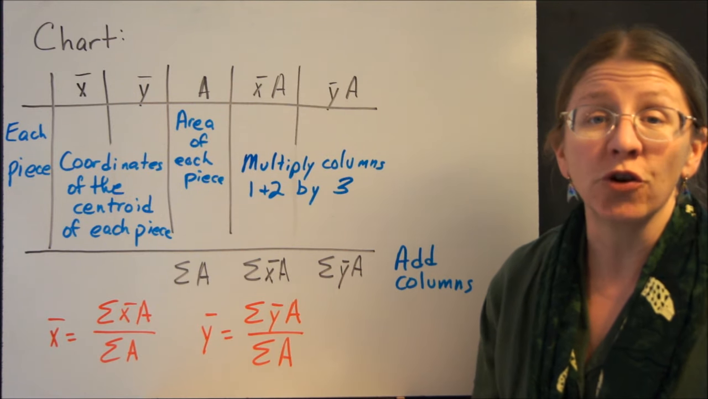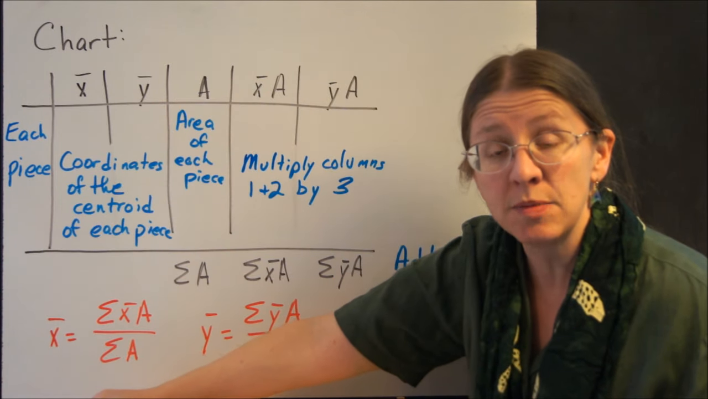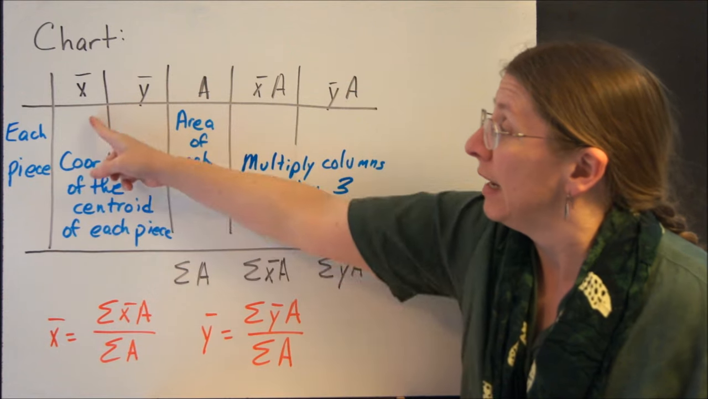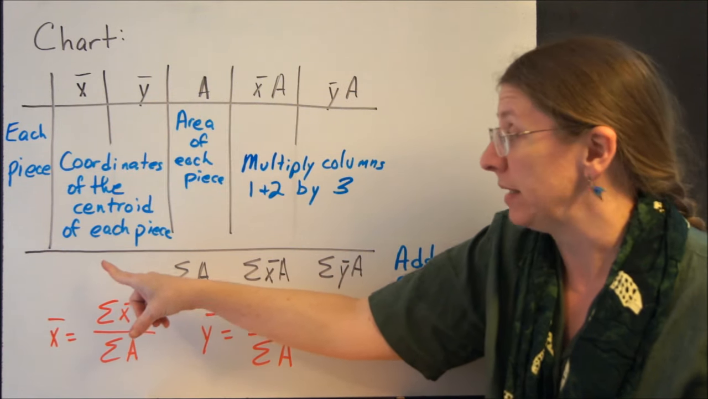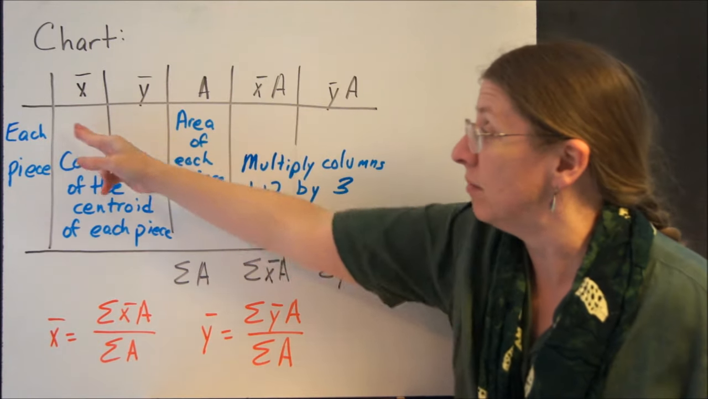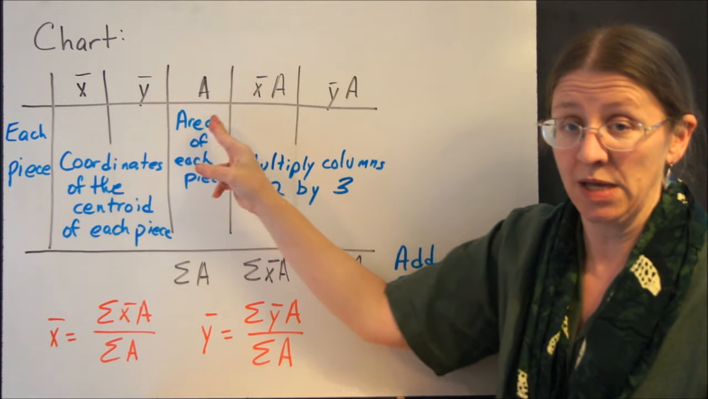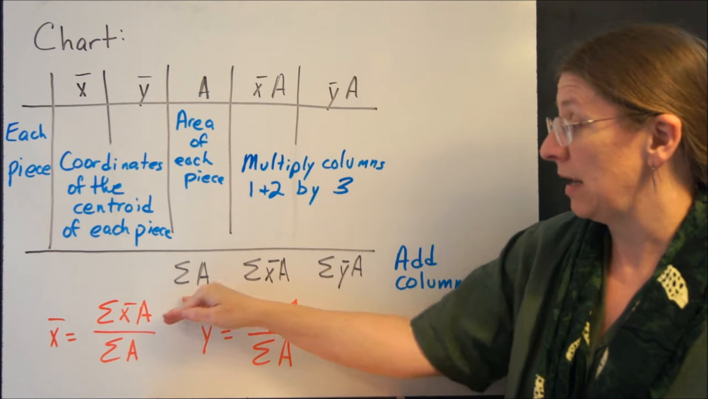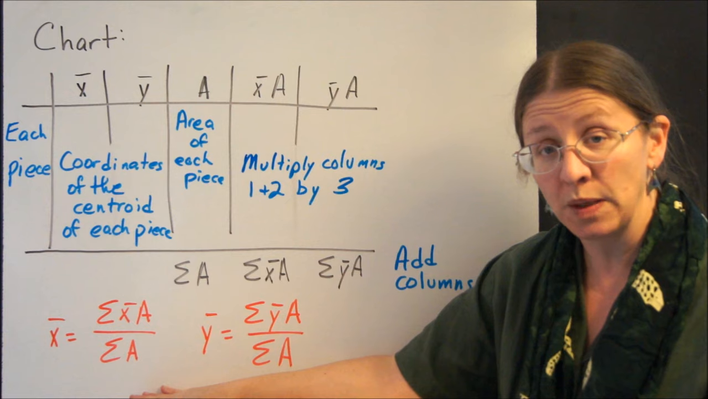Normally we're going to put that in a chart because it's just easier to keep track of. Especially as you get more and more composite bodies, it's easier to figure out what you're adding together. X bar and Y bar are the coordinates for the centroid of each of your composite bodies. A is just the area. And then now to find X bar A, I'm just going to multiply the columns, X bar and A. This is going to be that column times A. Sum the columns down and you get the sum of the A's, the sum of the X bar A's, and the sum of the Y bar A's, and that goes right into your formula here.